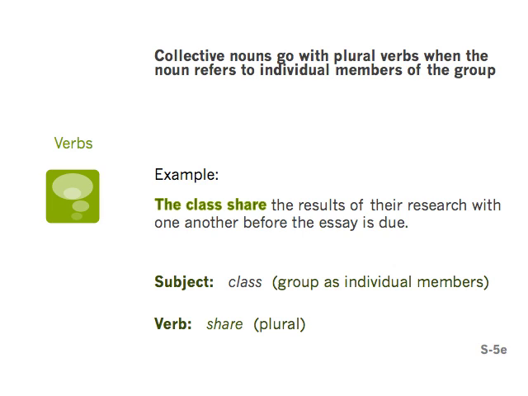In this example, class refers to the individual members of the group, and for that reason, the verb is plural. The class share the results of their research with one another before the essay is due.